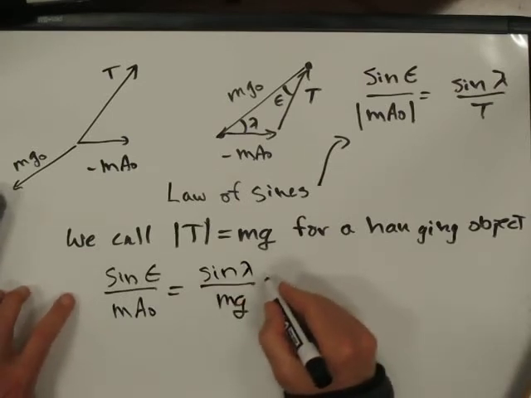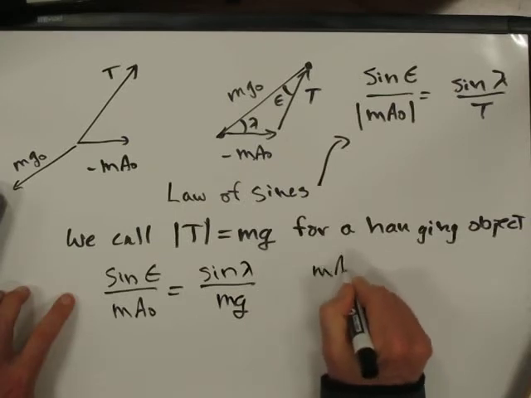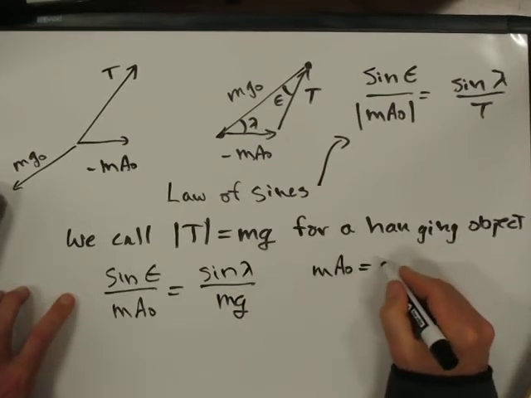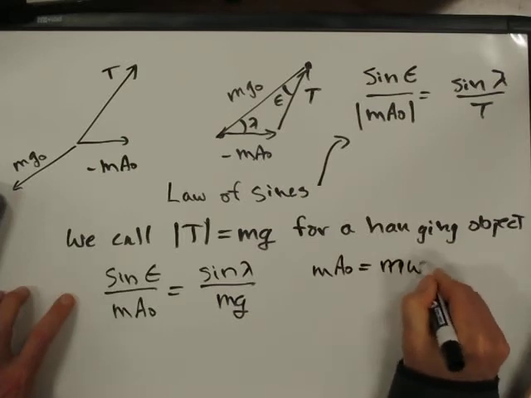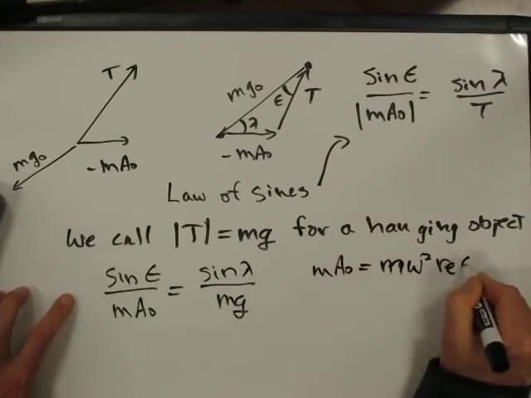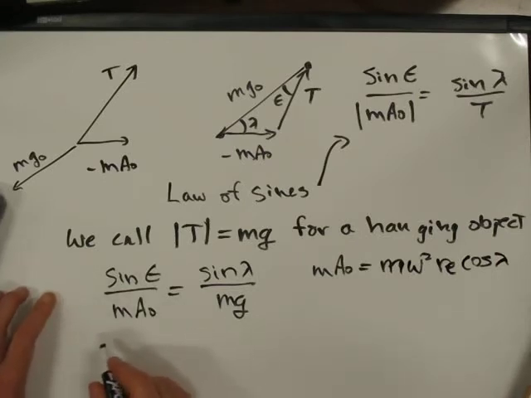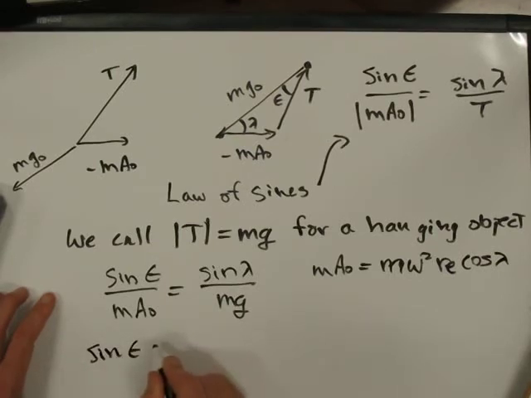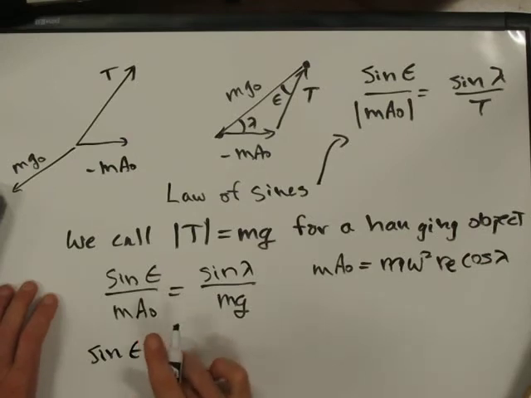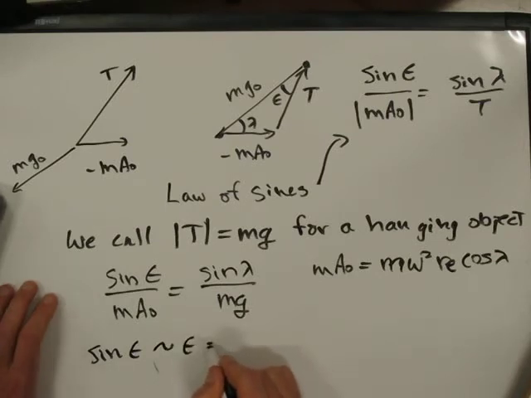But we already said ma0 is just equal to m omega squared radius of the Earth cosine lambda. We figured this out earlier. And so we can say sine of epsilon is equal to, we know the angle is going to be very small, approximately epsilon.